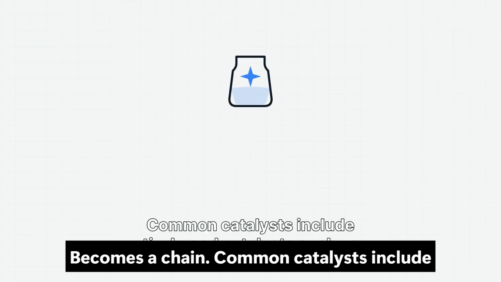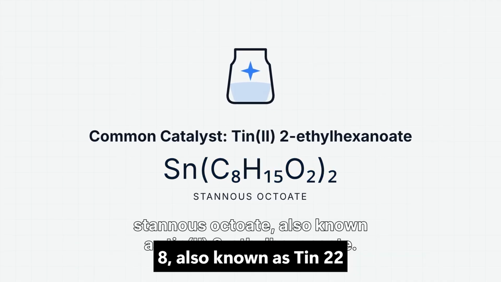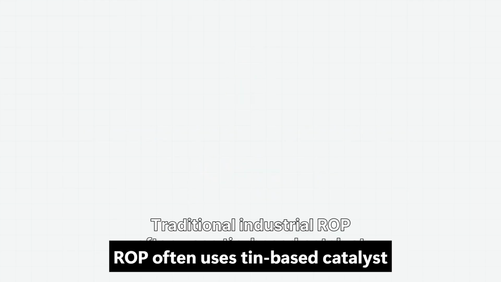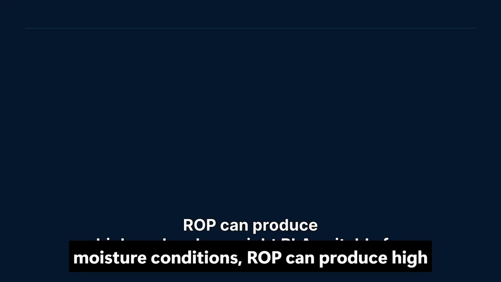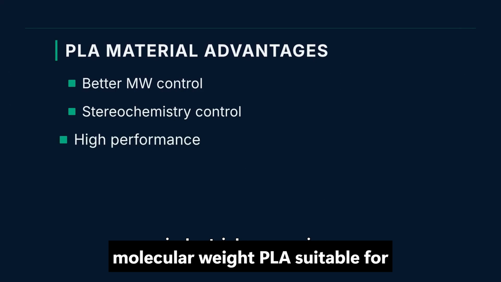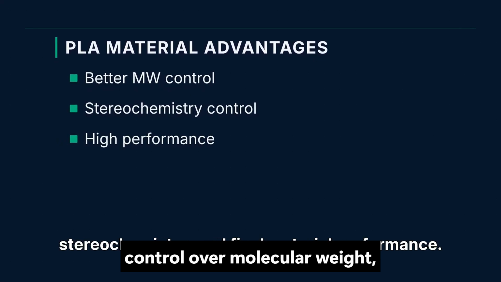Common catalysts include tin-based catalysts such as stannous octoate, also known as tin-2-ethylhexanoate. Traditional industrial ROP often uses tin-based catalyst systems under controlled heat and low moisture conditions. ROP can produce high molecular weight PLA suitable for industrial processing. It gives better control over molecular weight, stereochemistry, and final material performance.